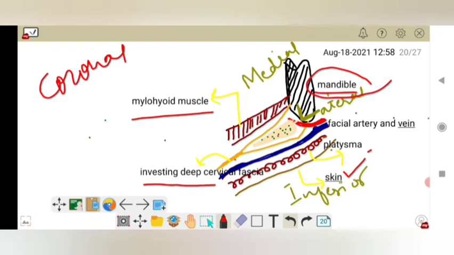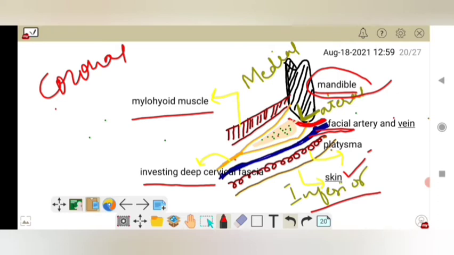Now, relations of surfaces. Inferior surface relations. It is covered by skin, superficial fascia, then platysma and deep cervical fascia, crossed by common facial vein. This is the facial vein, common facial vein, and a branch of facial nerve, cervical branch of facial nerve under platysma, and some mandibular lymph nodes. This is the relation of inferior surface.